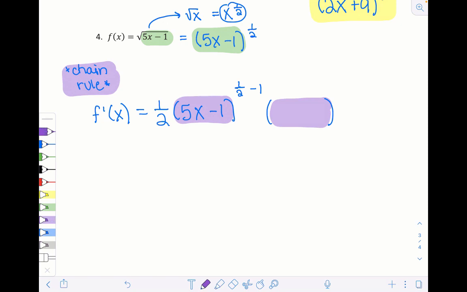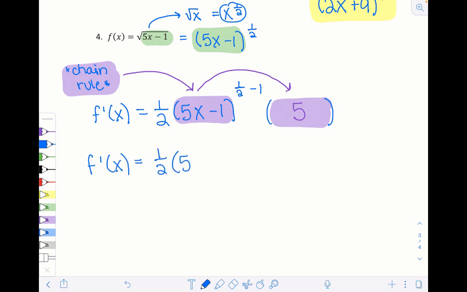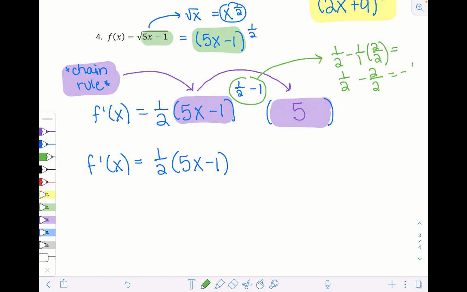So here, the derivative of 5x minus 1 is 5. So rewriting our derivative, we've got 1/2 times 5x minus 1. The exponent, if I kind of show the work here, we're going to use common denominators. So 1/2 minus 1, common denominator of 2. So you get 1/2 minus 2 over 2, which is negative 1/2. Times 5.